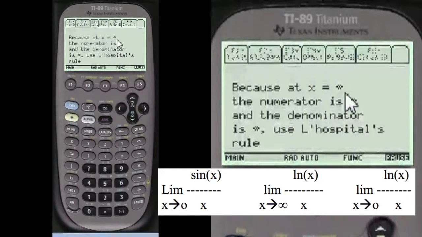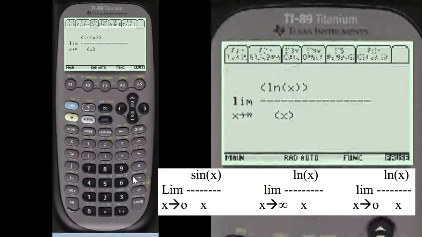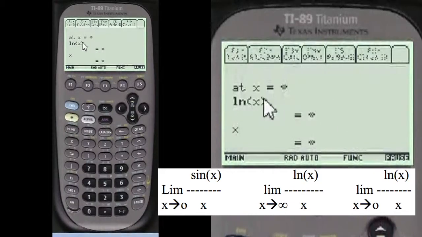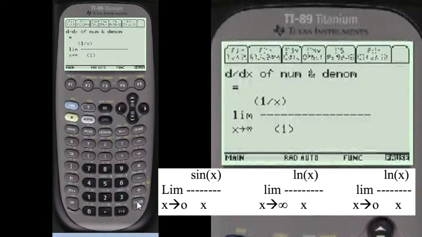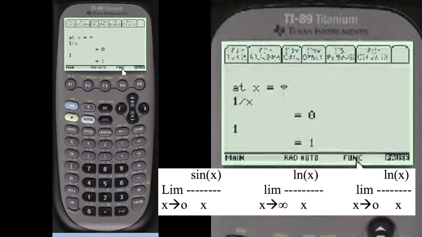And because at x equals infinity, the numerator is infinity and the denominator is infinity, we have to use L'Hopital's rule. I'll show you what you've entered here, and then we're going to compute it at infinity. At x equals infinity, log of x is equal to infinity, and x is equal to infinity. So we do the derivative again of it, which is this. And now at infinity, 1 over x equals 0, and the denominator 1 is equal to 1.